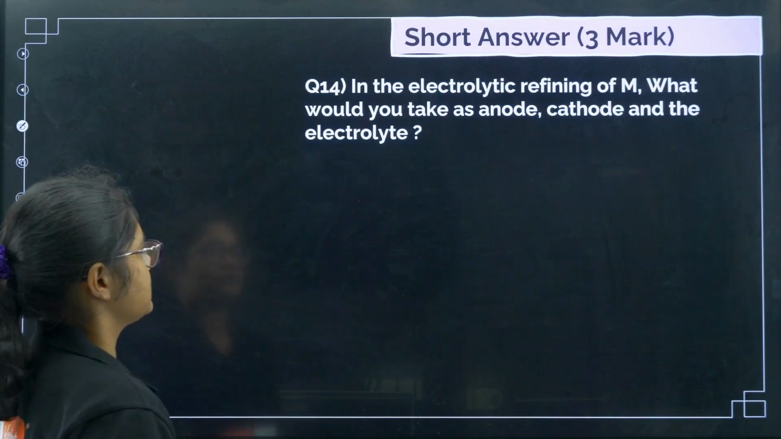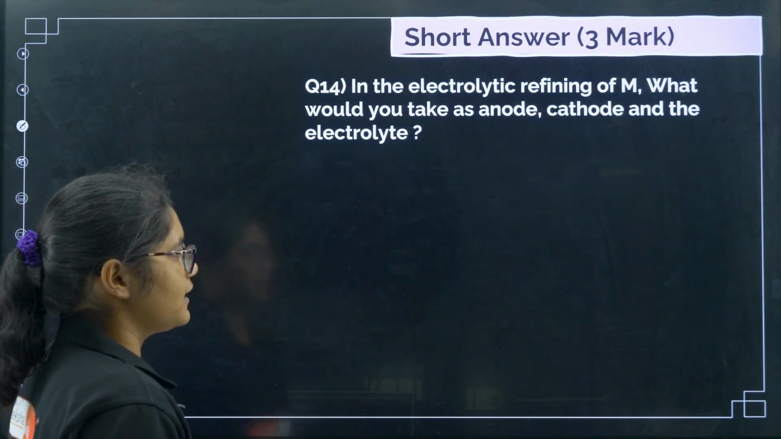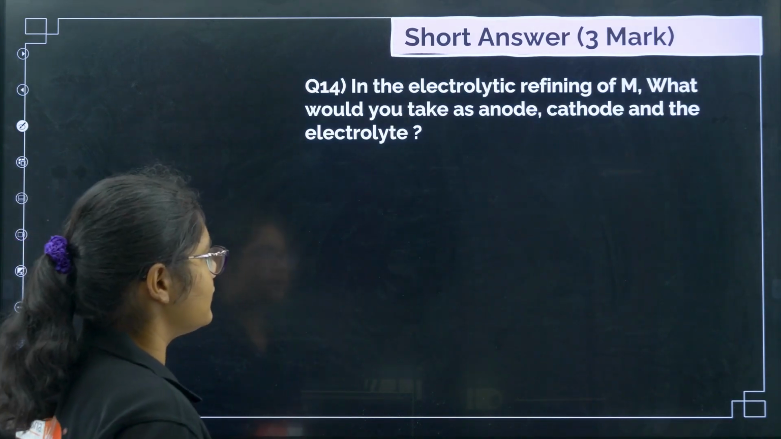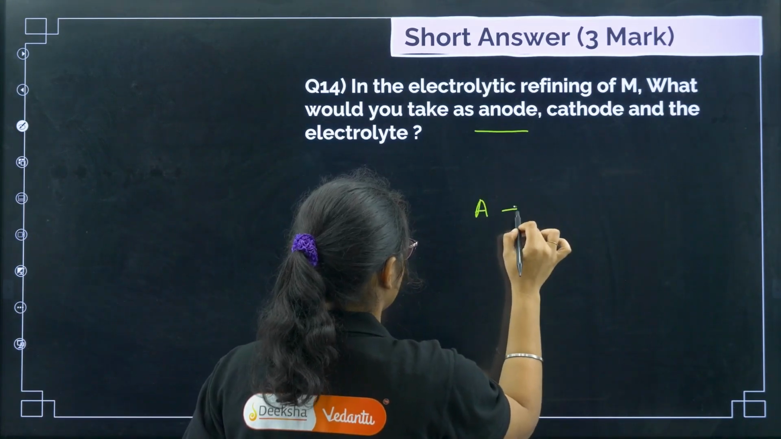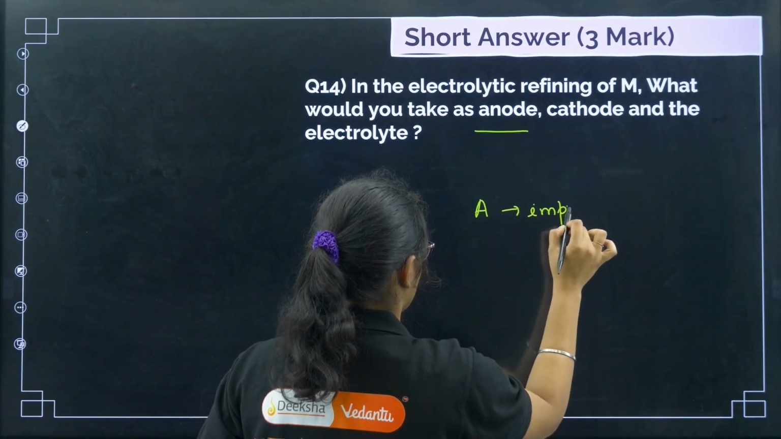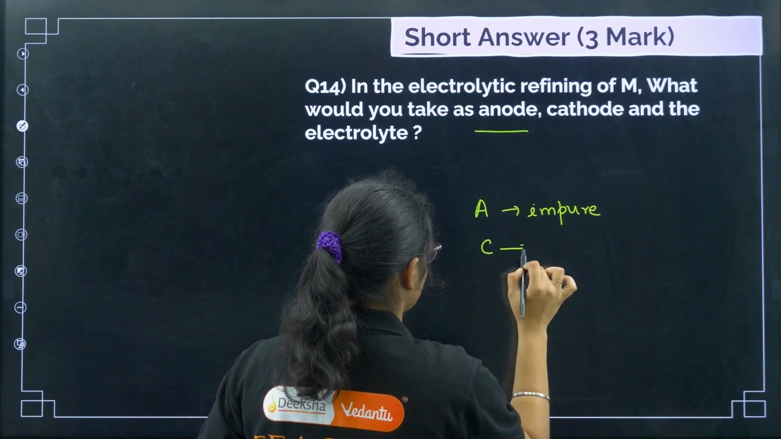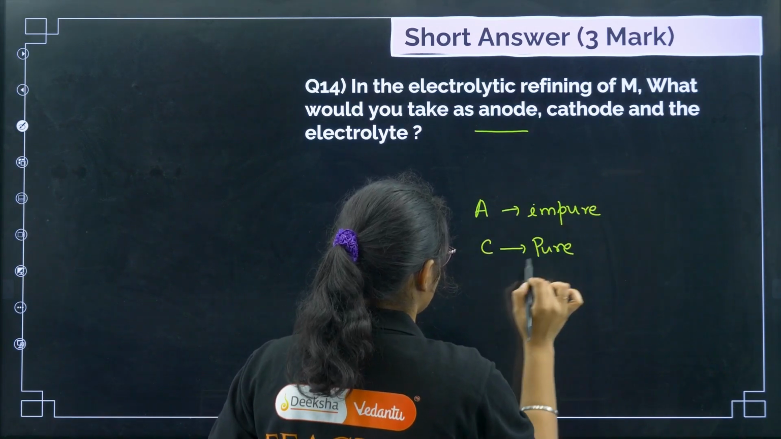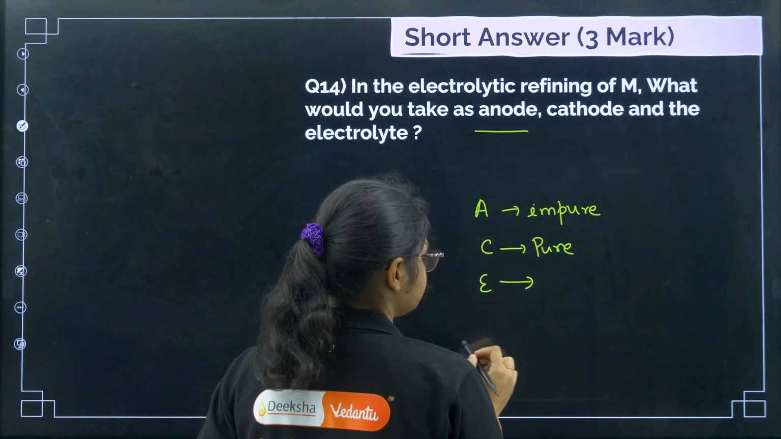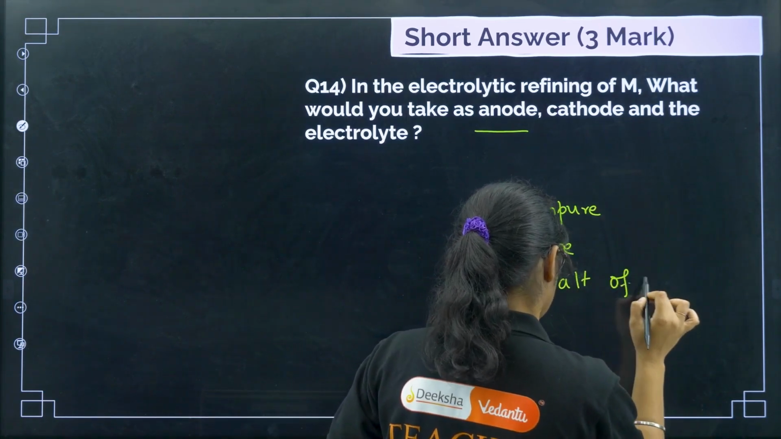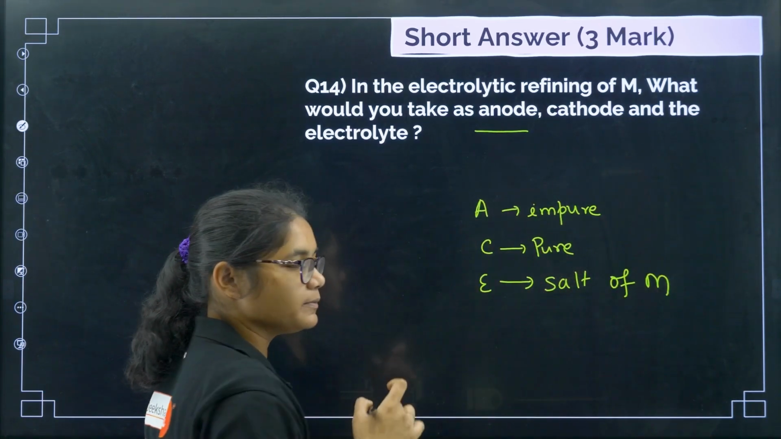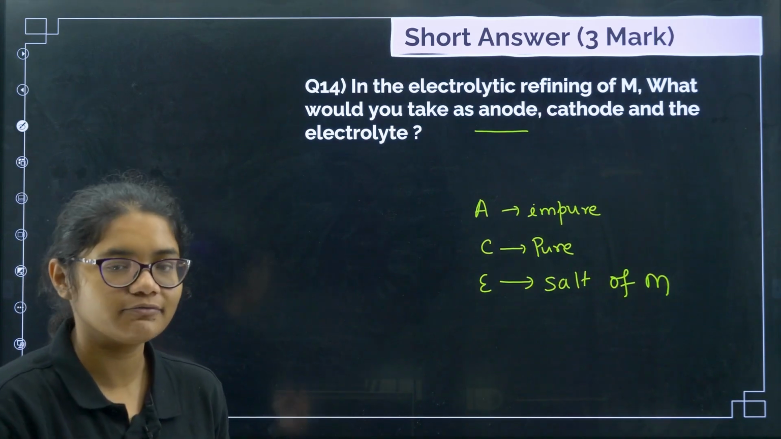Okay, next question. In the electrolytic refining of metal, what would you take as anode, cathode and electrolyte? So I told you anode should be impure metal, right? Cathode should be pure metal. Electrolyte should be salt of M, right? Suppose copper is there, you have to take copper sulfate, copper chloride, any salt of the metal.